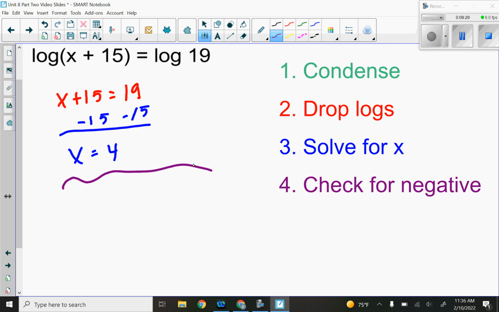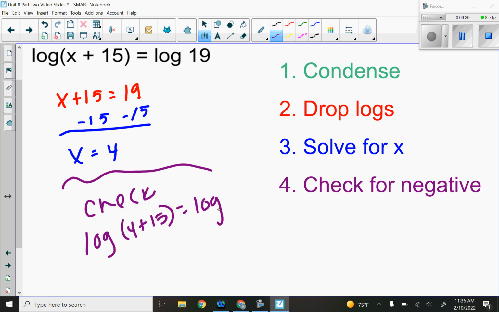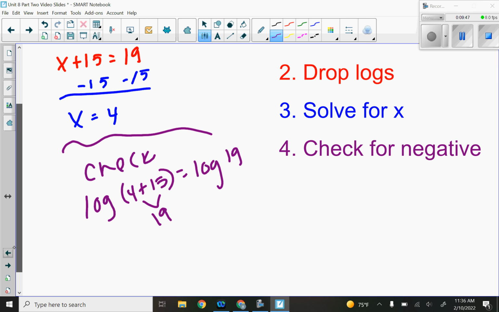So I'll check this one. Log of 4 plus 15 equals log of 19. Now 4 plus 15 would give us 19. That's not a negative, so x does equal 4.